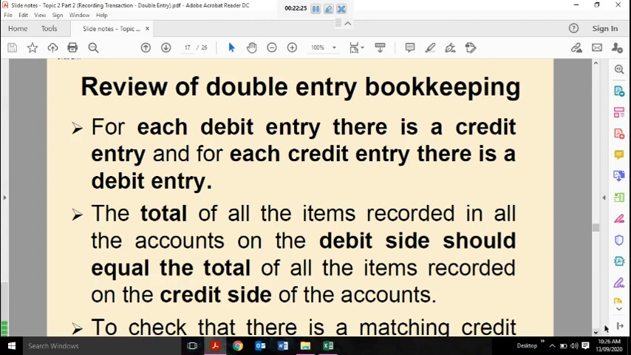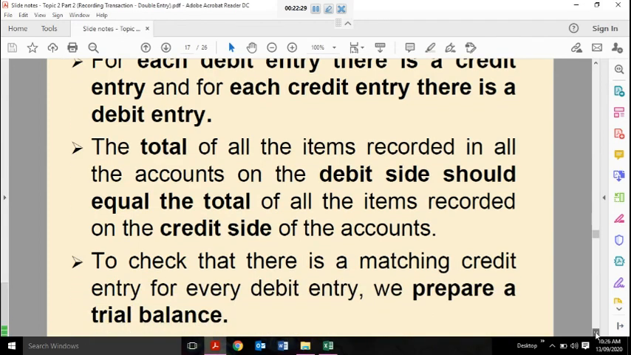And then to check that there is a matching credit entry for our debit entry, that's why we prepare the trial balance, because we have this double entry concept. When you close the account, you know that it must be balanced. The ones we practiced just now must be balanced on both sides because of this double entry concept. That's why we prepare the trial balance in order to check whether it's correct or not, together with the basic concept of asset equals liability plus capital.